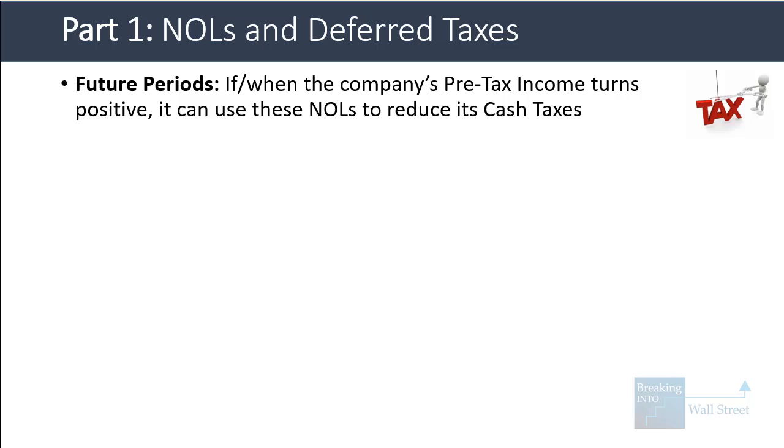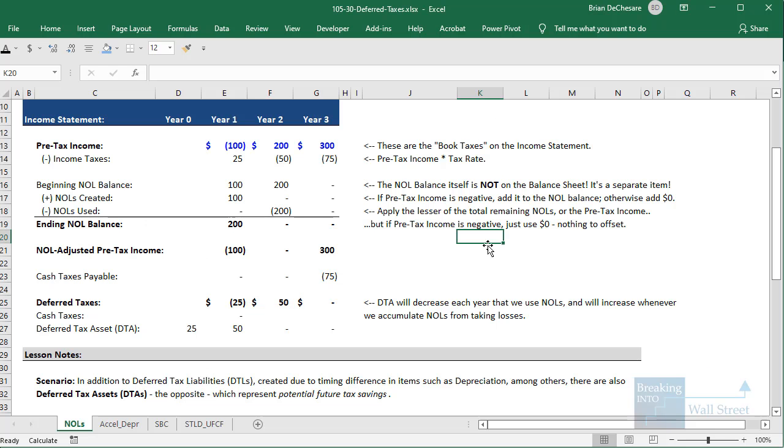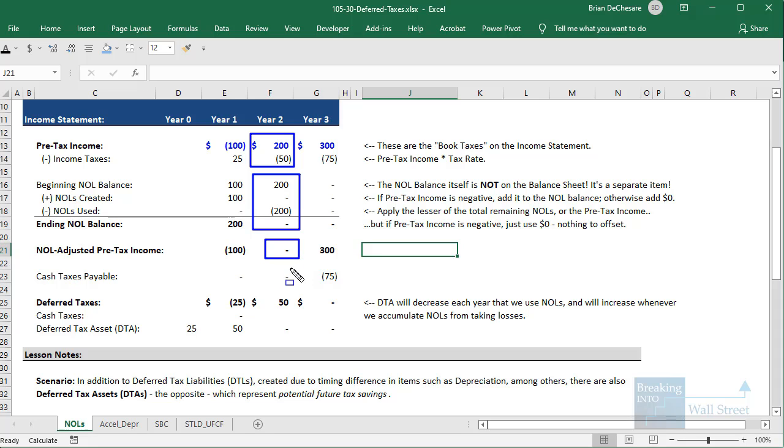So as I was just saying, when the company's pre-tax income turns positive, it can use these NOLs to reduce its cash taxes. So maybe the company will list negative 100 in taxes on its income statement, but in reality, it might only pay 50 or 25 or 0 in cash taxes until the NOLs run out. So you can see an example right here where they now get 200 in positive pre-tax income. They list negative 50 for the income taxes, but because of the fact that they have this $200 NOL balance, they can reduce their taxable income to 0. And so they owe no cash taxes here.